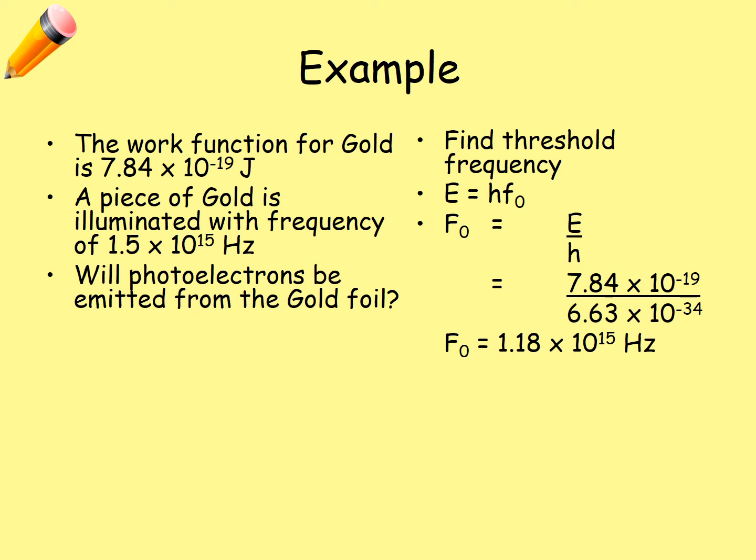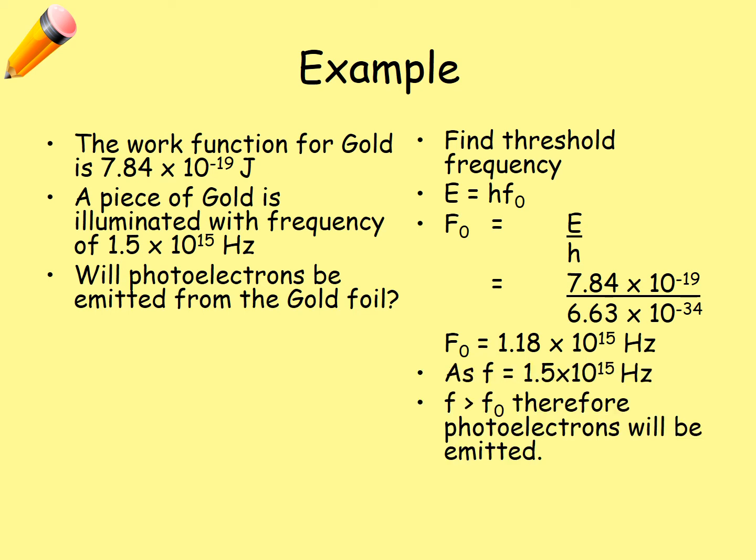So that means any frequency of photon above 1.18 times 10 to the 15 hertz will cause photoelectric emission to take place. We're told in the question that the piece of gold is illuminated with a frequency of 1.5 times 10 to the 15 hertz. As that is the case, the frequency of the photons is greater than the threshold frequency, therefore photoelectrons will be emitted. Now this is a typical form of a calculation question.